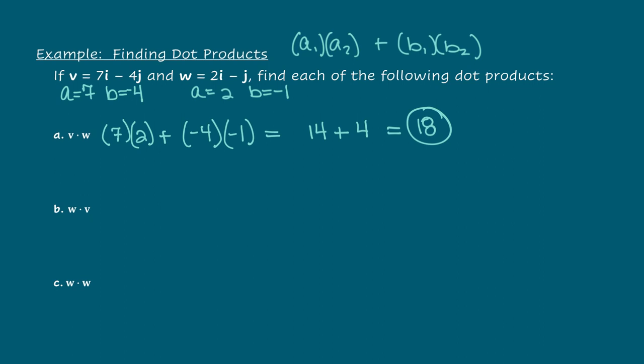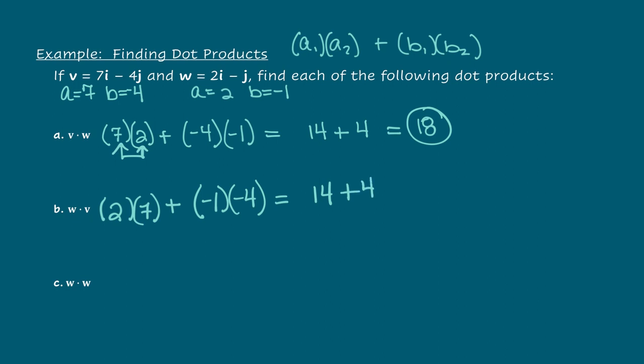If I reverse that and want the dot product of w and v, that reverses the order that my components are in. Let's see if that changes anything. I have 2 as my first a and 7 as my second a, and -1 as my first b and -4 as my second b. So I still end up with 14 plus 4, and no, it does not change my dot product at all.